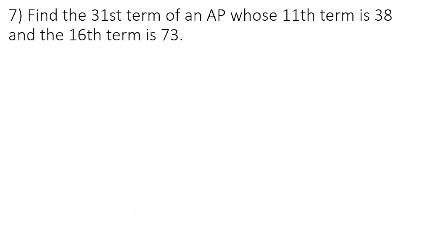Find the 31st term of the AP whose 11th term is 38 and 16th term is 73. Now what we have to write, like how we did the previous ones, like the second question and all, same way here we have to find the formula. For A11, we need to write the formula for that, right?